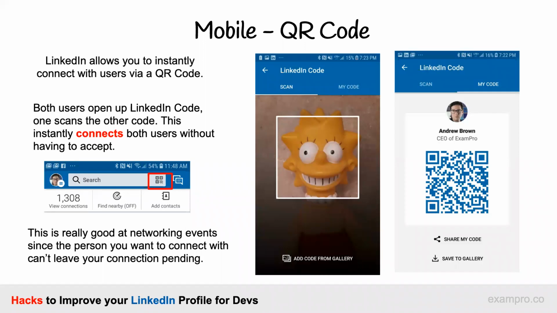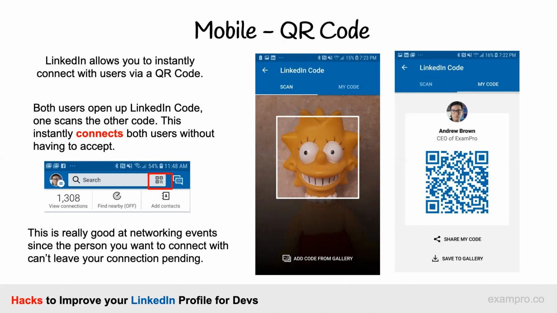Does anyone know about that functionality? It's amazing. I was at Reinforce last month, which was AWS's first security conference. When I want to connect with people, I say, do you have a LinkedIn? They say yes, and I tell them to pull up their phone and pull up the QR code. And then I scan theirs, or they scan mine.